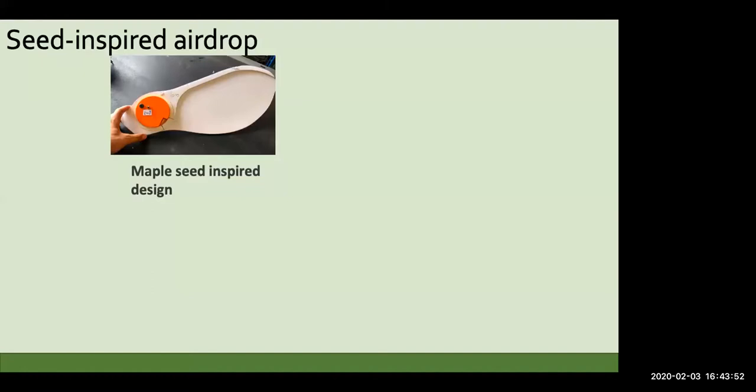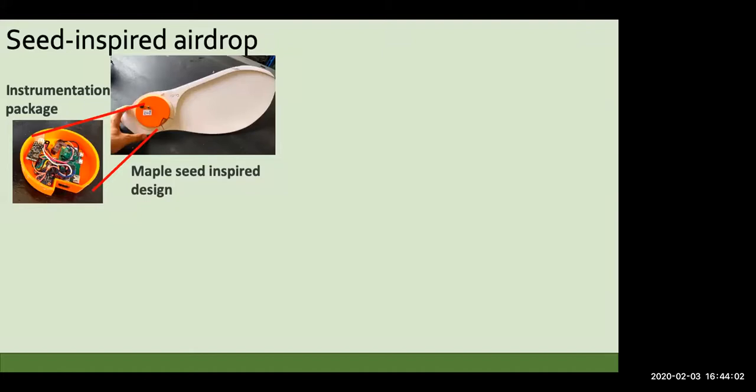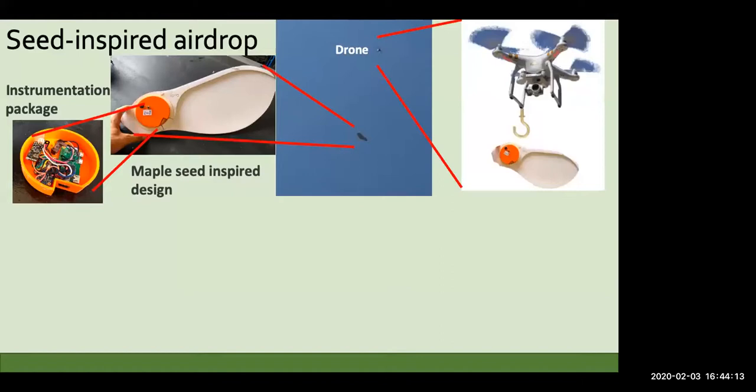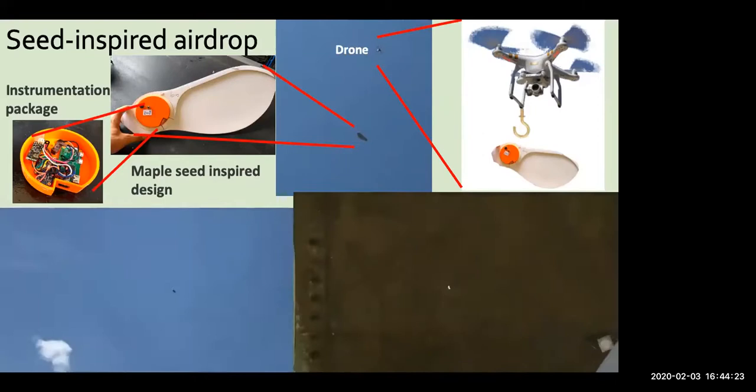In fact, this is a nice space for flying drones. Right, yeah. So we have an instrumentation package in here just to measure pressure, which gives us height, and then you could even do GPS tracking. So we dropped this from a drone. The hook did not look like that. But there's an easy triggering mechanism where you could kind of fly the drone where you want and then drop. So here's a ground view and a drone's eye view of dropping the maple seed.